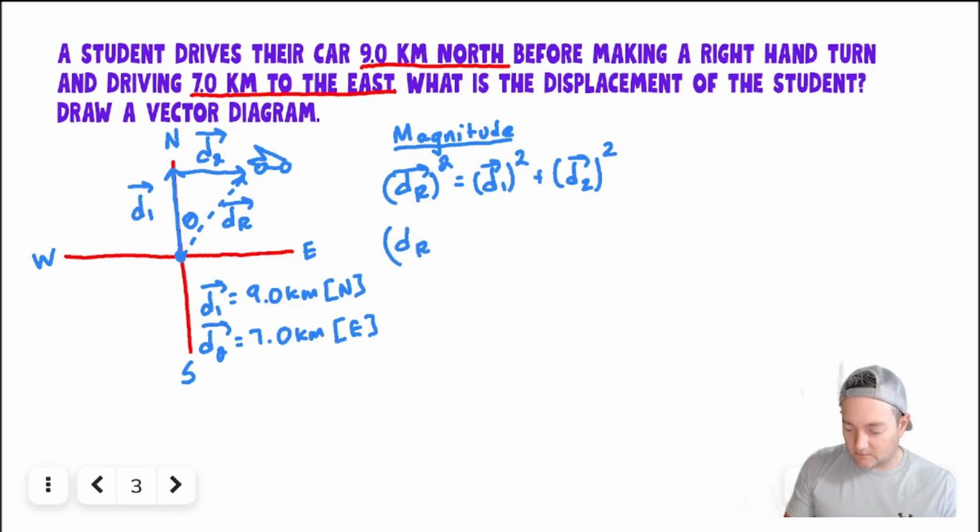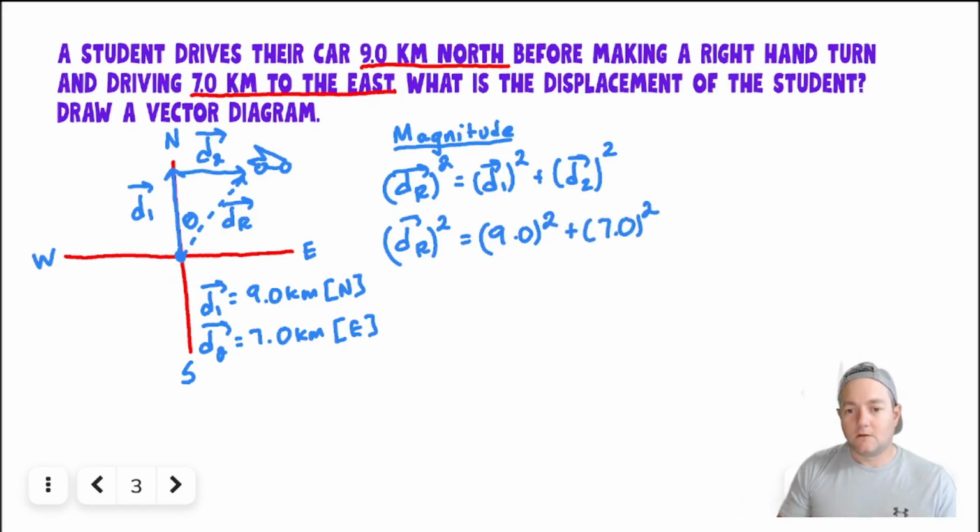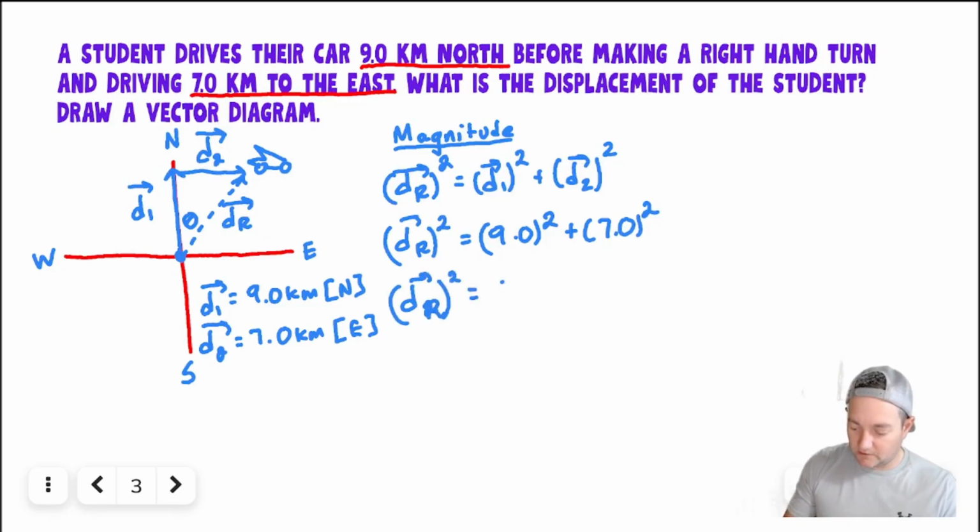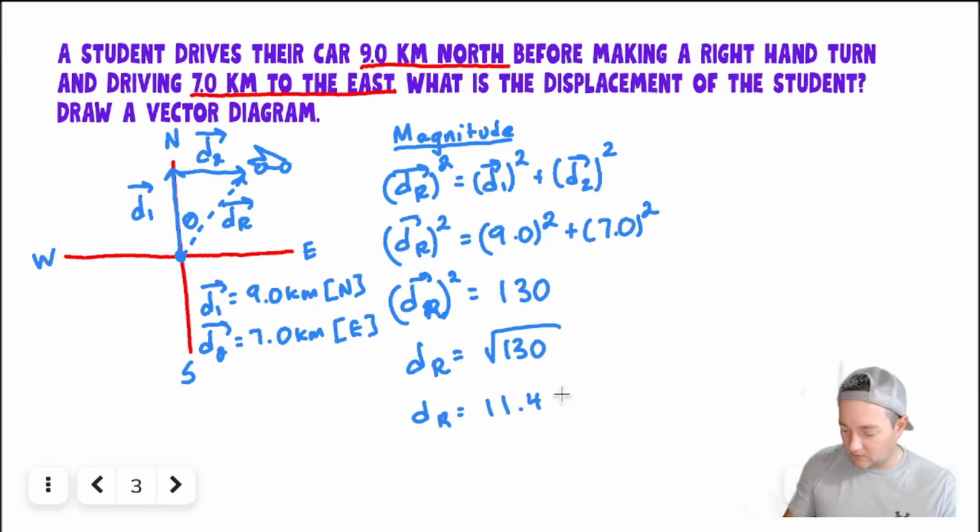So we'll do our dr squared, and we'll go ahead and put our 9 in for d1, and our 7 in for d2. So 9 squared plus 7 squared, so that's 81 plus 49. That's going to be 130. So dr squared equals 130. Now we'll take the square root of that. The square root of 130 is somewhere in the neighborhood of 11.4 kilometers.